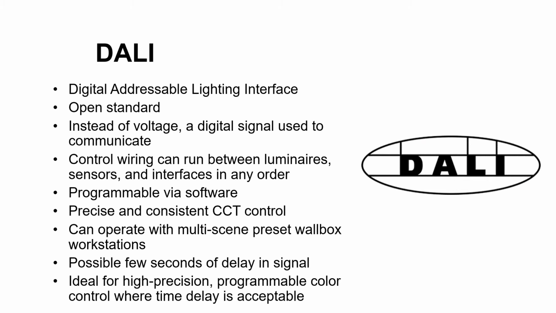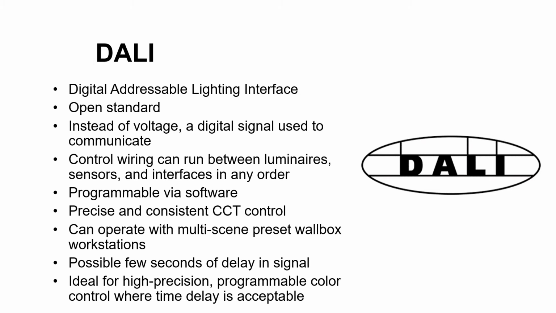The signal can also be slow, so there can be up to a few seconds of time delay between the time the user interface control button is pushed and the lighting reacts. Control wiring can run from a luminaire to another luminaire, or from a sensor to a user interface to a luminaire, etc., in any order.